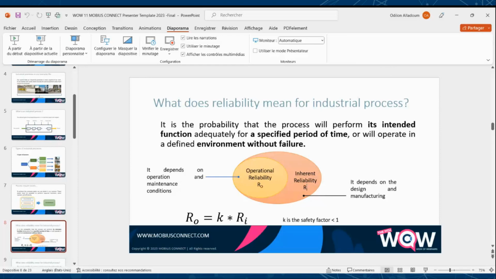The value of reliability obtained from the field is less than the value of inherent reliability. This is the relationship between operational reliability and inherent reliability. K is the safety factor of the asset. It depends on all constraints and operating conditions. So in a cost-efficient process, the value of K should be closer to 1. This means that we must put in place some maintenance and reliability strategy to keep our asset in good working conditions.